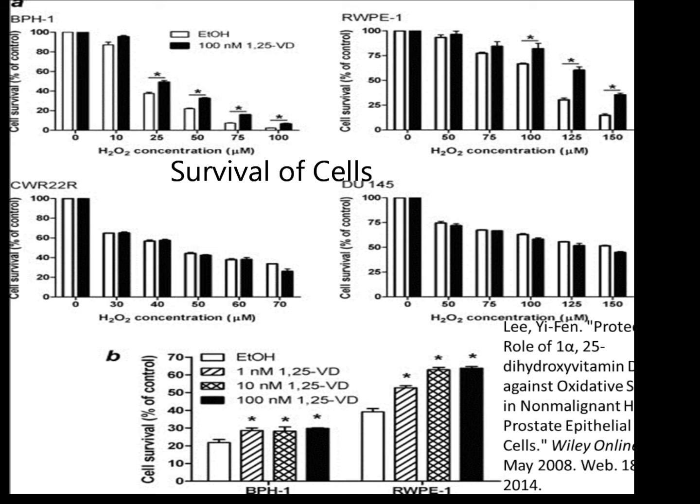In this experiment, 4 different strains of human prostate epithelial cells were used: BPH1, RWPE1, CWR22R, and DU145. In BPH1 and RWPE1, there was a clear increase of oxidative stress resistance in the 100 nanometer D3 groups compared to the control groups. In the CWR22R and DU145 groups, there was no significant difference between the two groups.